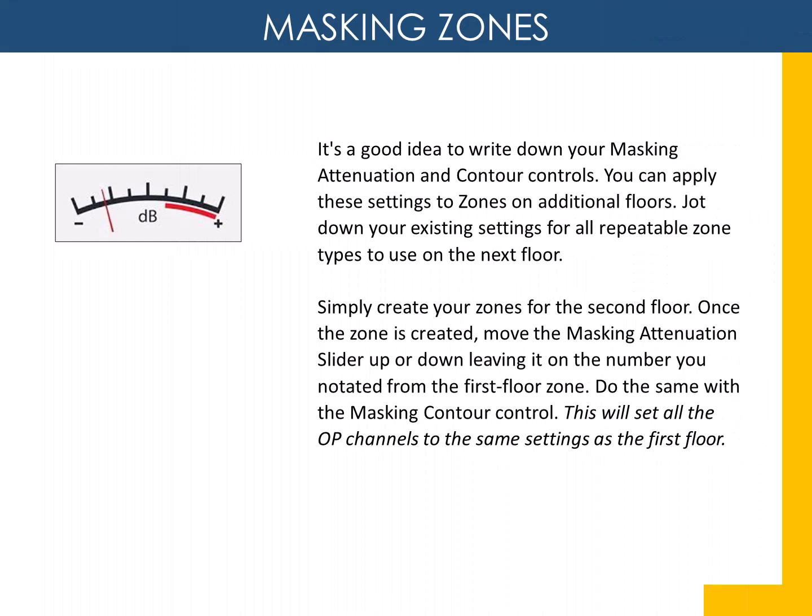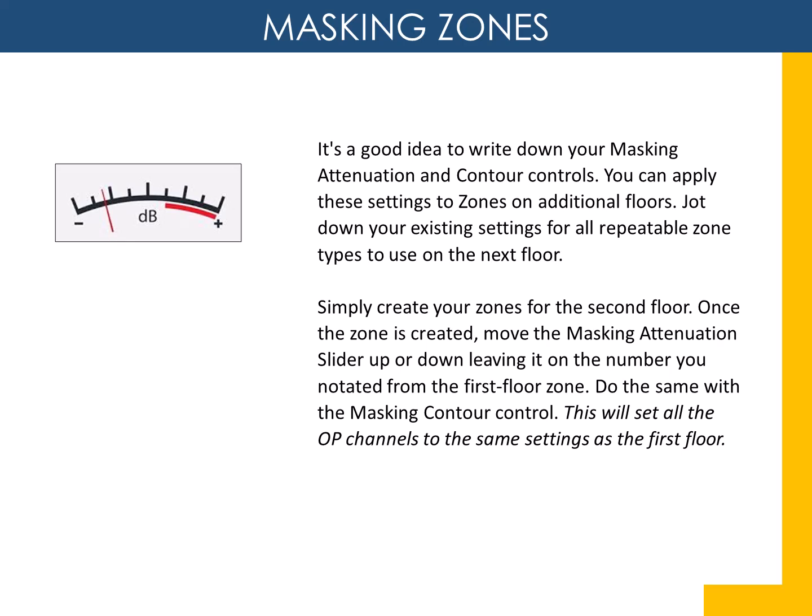It's a good idea to write down your masking, attenuation, and contour controls from the zones you've already created for the first floor. You can apply these settings to zones on additional floors. Jot down your existing settings for all repeatable zone types to use on the next floor. Simply create your zones for the second floor.